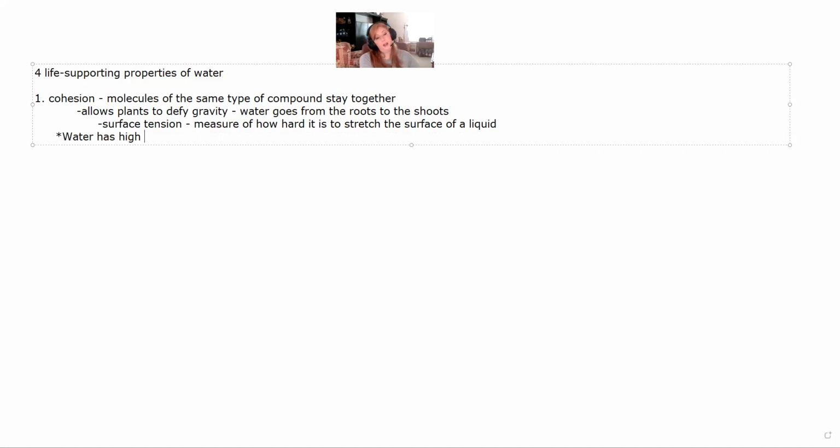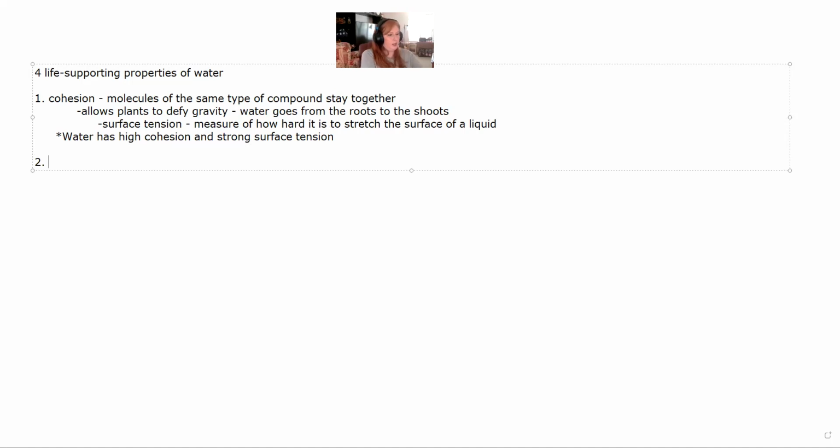Water has high cohesion and strong surface tension. Why is this a life-supporting property? Again, we kind of need plants. We kind of need primary producers. And if we couldn't get the water from the roots to the rest of the plant, it wouldn't grow. That's just one reason why cohesion is life-supporting.